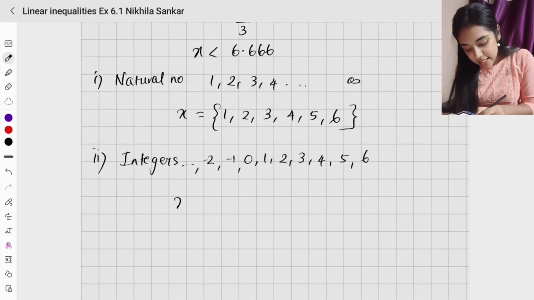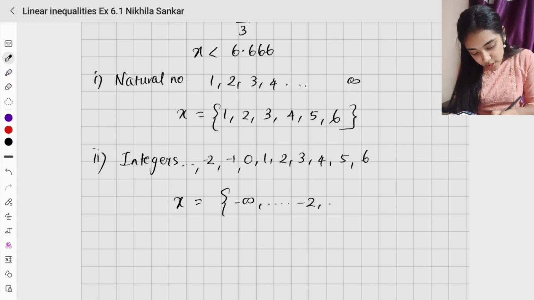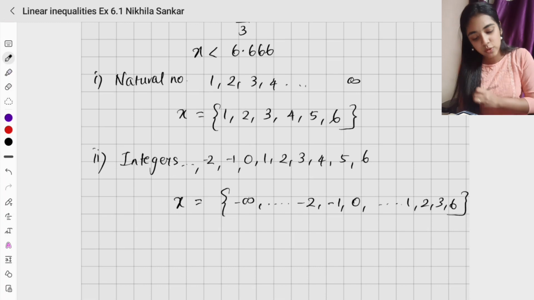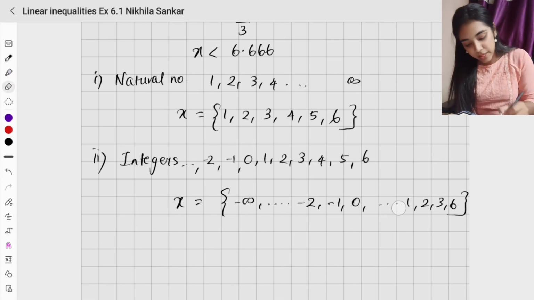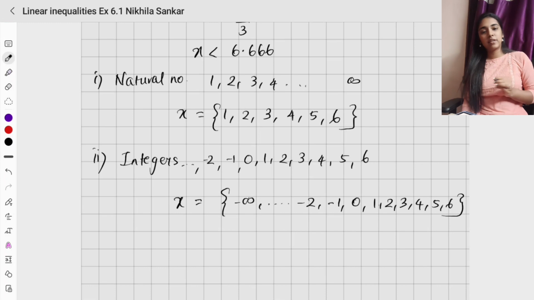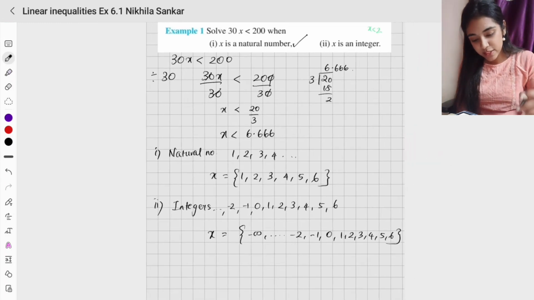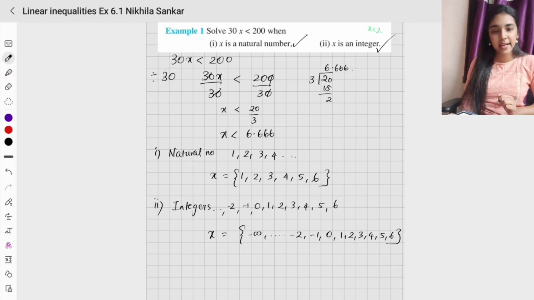So what is the solution set? What is the solution set for x? Starting from minus infinity, I'll have all the values minus 2, minus 1, 0 and so on, 1, 2, 3, 4, 5, 6. So these are the values up to here. Okay, let me write this properly. So 0, 1, 2, 3, 4, 5, 6. There is a limit only on the right hand side. There is no limit on the left hand side. It goes up to infinity, minus infinity. Okay, please copy. So we have learned for natural numbers and integers.